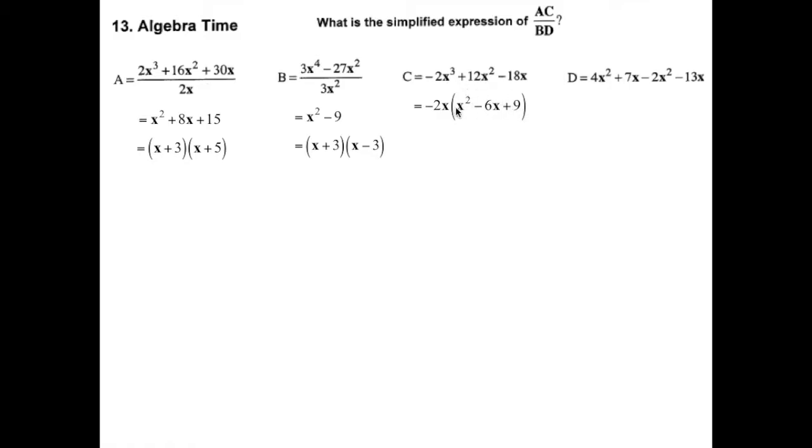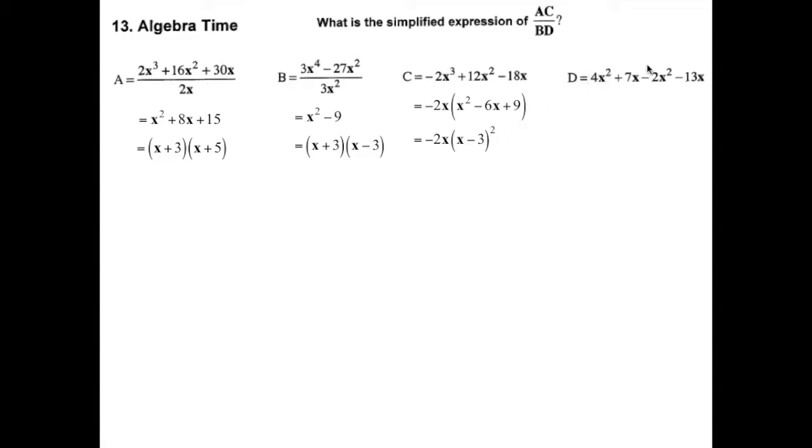But don't stop there. This is a perfect square trinomial. We always want to check. First term is a perfect square. If you take the square root of both and then multiply them by 2, so x times 3 times 2, is that 6? Sure is. I'm going to get x minus 3 all squared. We end up with negative 2x times x minus 3 all squared.